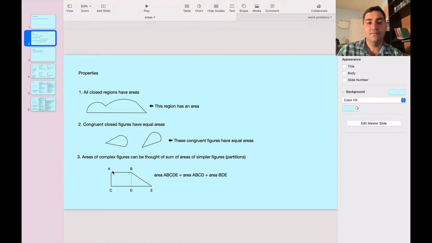Areas of complex figures can be thought of as the sum of areas of simpler figures, partitions. So the area of ABCDE, this complex looking thing here, is equal to the sum of the area of ABCD and the area of BDE.